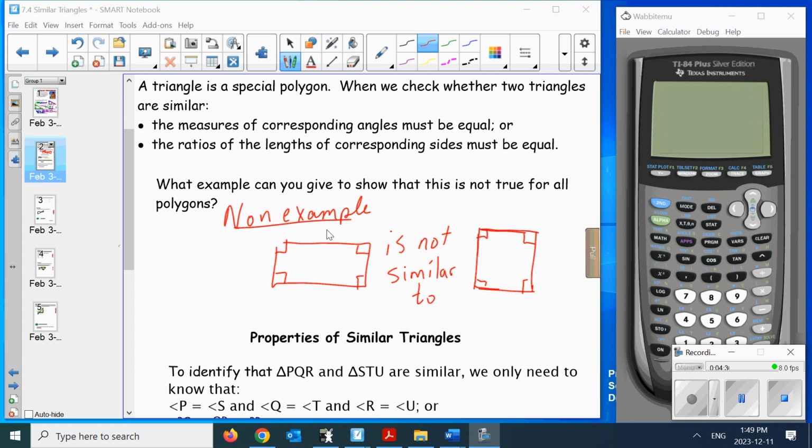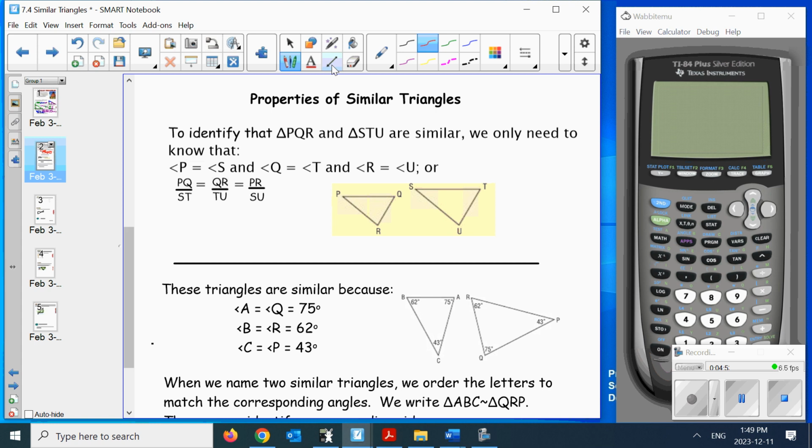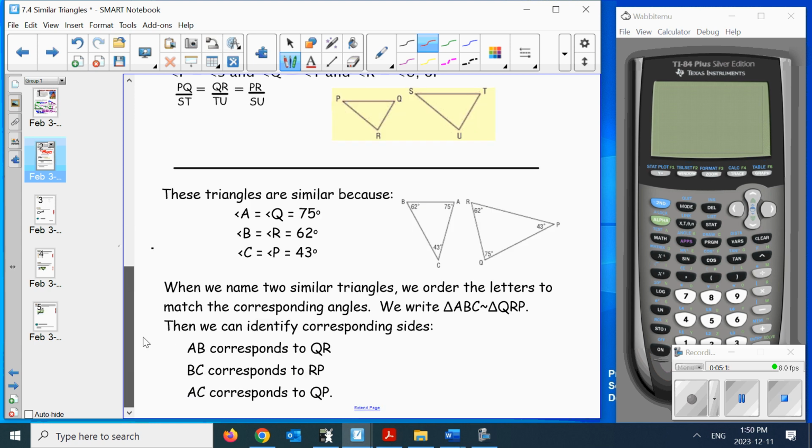The non-example we used: all 4 angles of this rectangle are the same as this square, but it's clear that they are not proportional with their sides. So, there's a non-example. Properties of similar triangles: to identify that triangles PQR and STU are similar, we only need to know that the 3 angles are equal or that the ratio of the sides are the same every time. One or the other. And this is repetitive. You need to have this driven into your head.